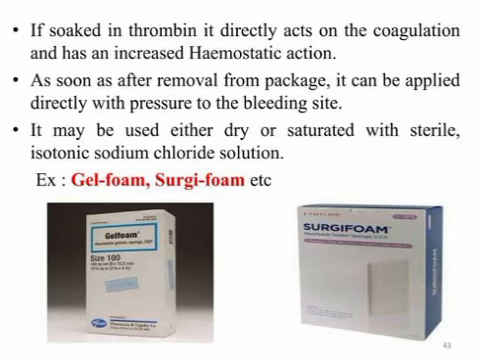If it is soaked in thrombin, it directly acts as a coagulant and increases the hemostatic action. As these foams get soaked in thrombin and are then used in bleeding areas, they can easily act as a coagulant and increase the hemostatic action. As soon as it is removed from the package, it can be applied to the particular bleeding area with some pressure. It may be used either dry or saturated with sterile isotonic sodium chloride solution.